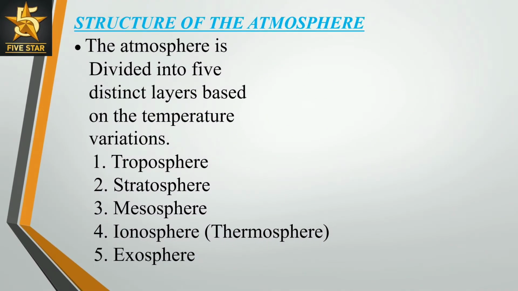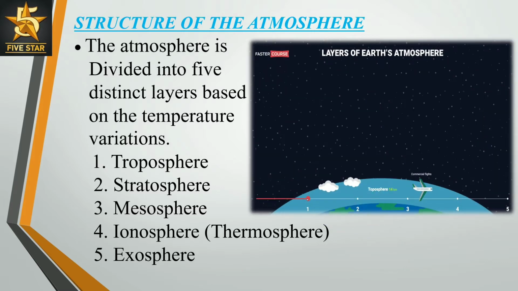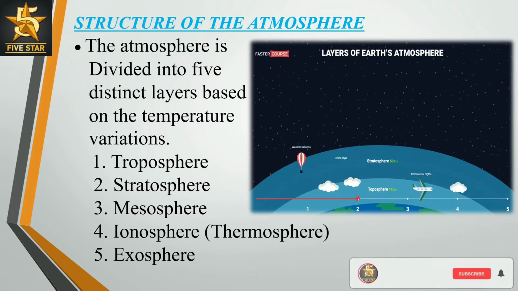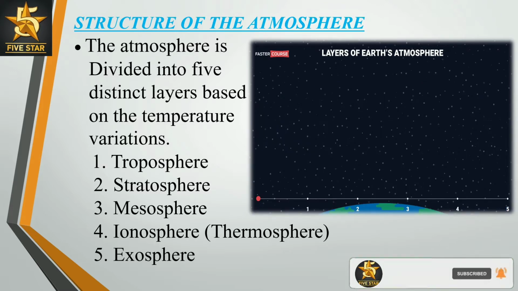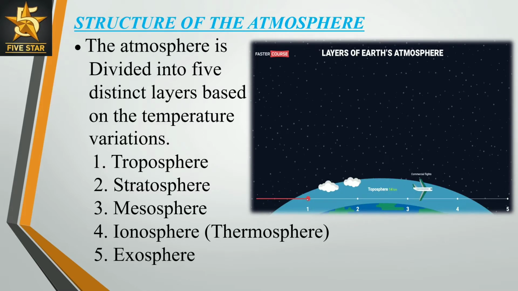Structure of the atmosphere. The atmosphere is divided into 5 distinct layers based on the temperature variations. 1. Troposphere. 2. Stratosphere. 3. Mesosphere. 4. Ionosphere or thermosphere. 5. Exosphere.